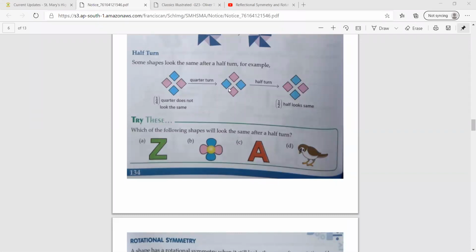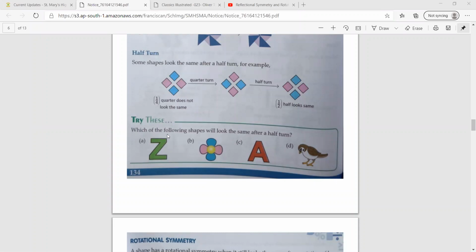So after the quarter turn, look wise, they are the same, but the colors are different. Here the blue is here, here the blue is here. But here, the third picture is exactly like the first picture. Not only shape wise, but even color wise, it is the same. So yesterday we had spoken about not only that the shape has to be the same, but even the other things within the shape need to be the same. That is what is being told over here.